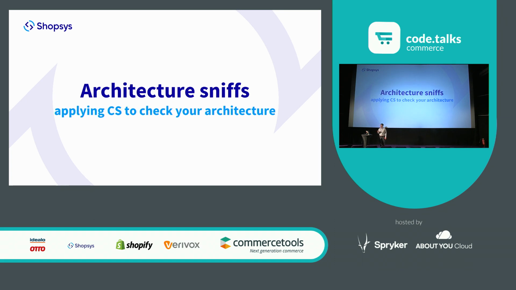And you can do some architecture sniff, which is just a way to use coding standards to enforce some of your architectural decisions. Like, for example, we use a sniff that forbids you from directly instantiating objects that have their own factory. So you really have to use the factory, otherwise the test will fail and you cannot merge.